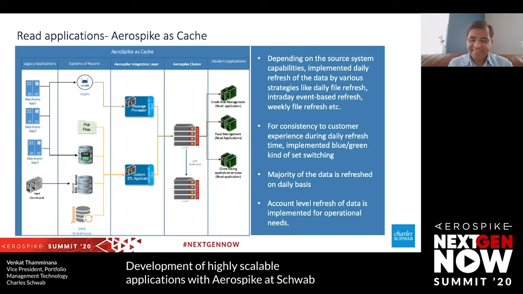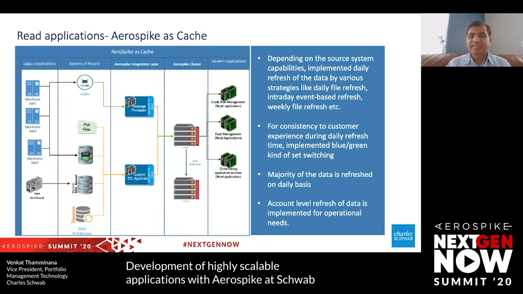One thing I'll add is that most of the data that gets stored in Aerospike in this use case, some 80+% of data, is refreshed on a daily basis. So when the legacy systems run their batch jobs at the end of the day, we fetch the data and overwrite what is there in Aerospike so that we are ready for the next business day.